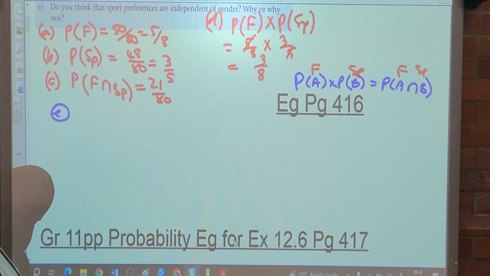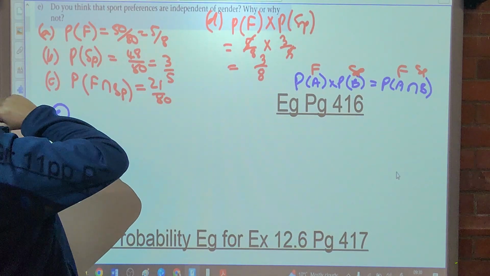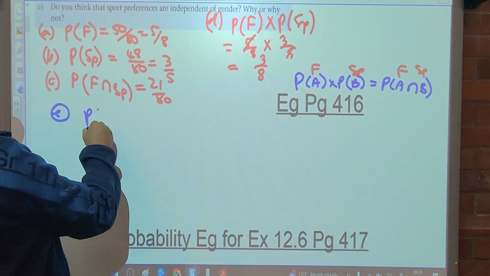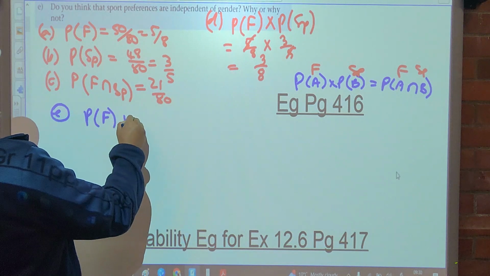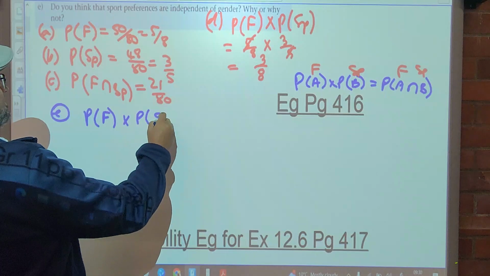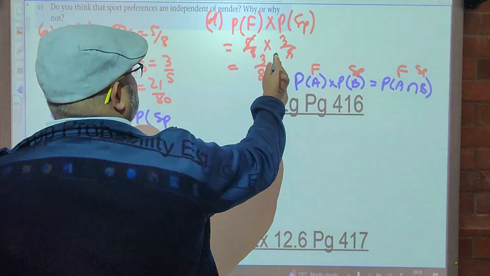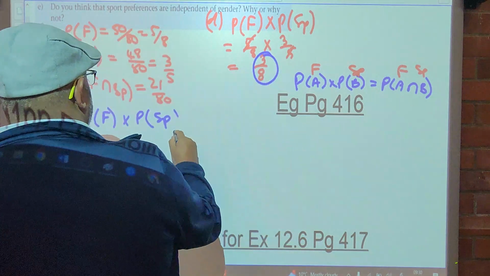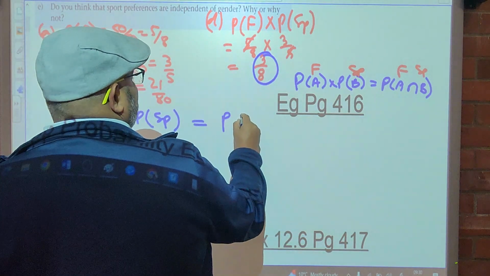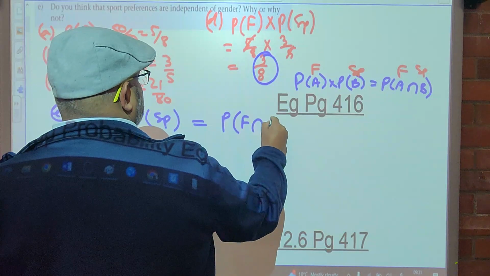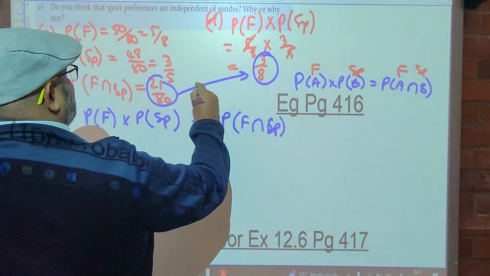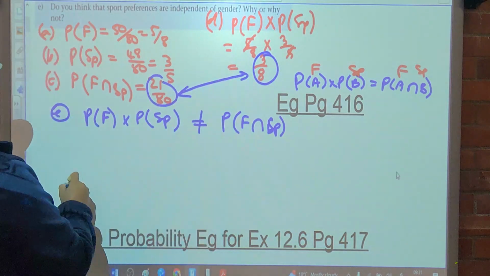Since we already know the probability of male and female and play sport, I work this out now. So it's going to be on the left hand side of the equal sign. So it's going to be probability of female times the probability of play sport. We've worked this part out already, not so. It's 3 out of 8. Is that equal to the probability of female and play sport? So female and play sport is 21 out of 80. So is that equal? So it's not equal.